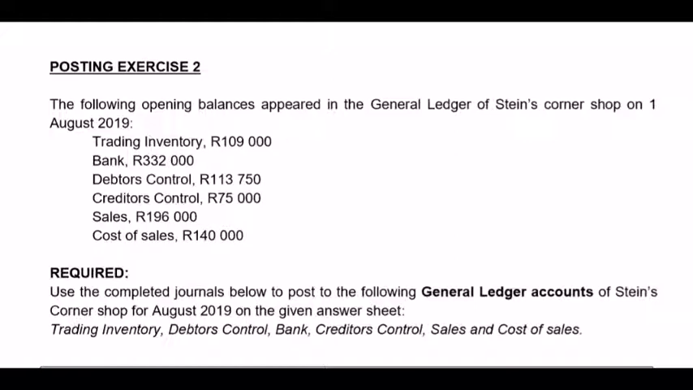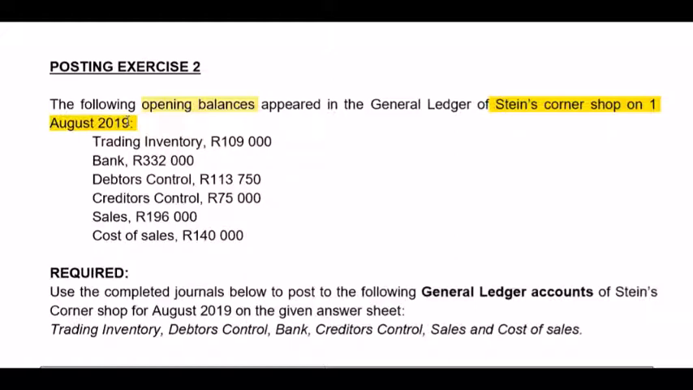Okay, so posting exercise 2 says, the following opening balances appeared in the general ledger of Stein's Corner Shop for 1 August 2019. The first thing that you always do when you get a general ledger is that you classify accounts, and then the second thing you do is you post opening balances. And as I've promised, we will always give you the opening balances in the beginning of a posting question.